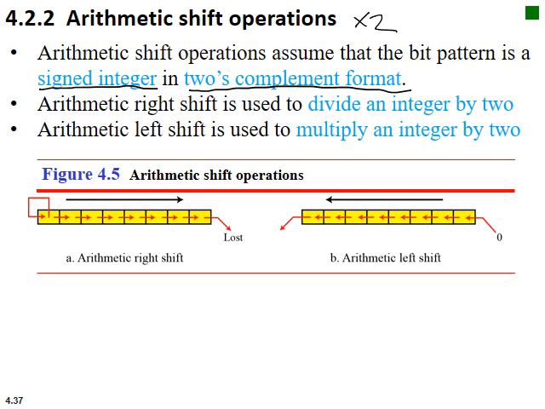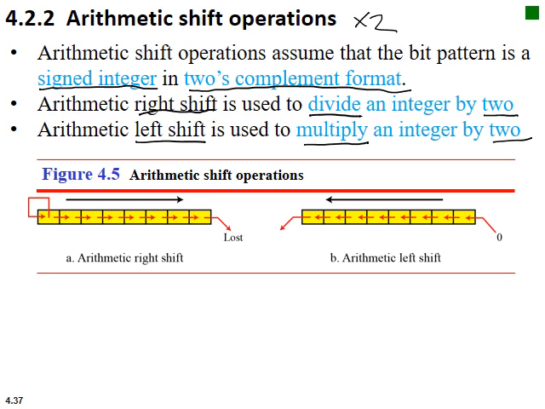The result of an arithmetic right shift is to actually divide an integer by 2. That's quite strange. How can such a shifting operation cause an actual correct division by 2? And you'll actually see later that it works in the examples. The arithmetic left shift operation multiplies the integer by 2.